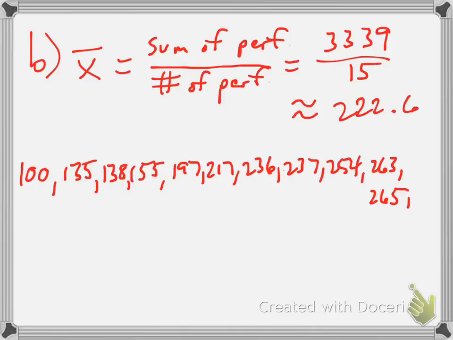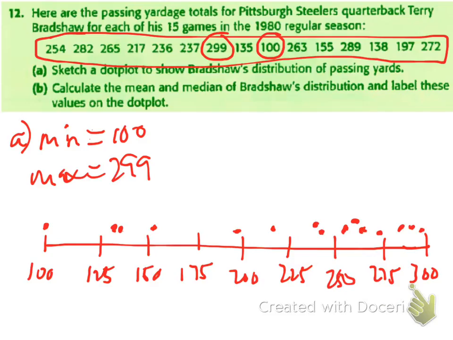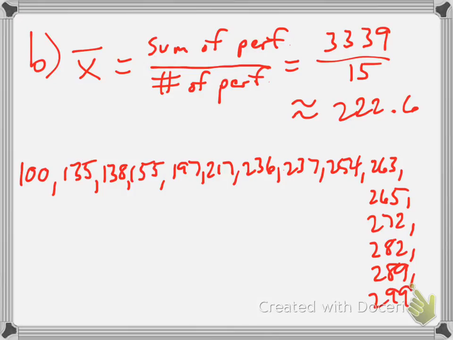265, 272, 282, 289, 299. I think that's it. Yes. So I've got 1, 2, 3, 4, 5, 6, 7, 8, 9, 10, 11, 12, 13, 14, 15. I have 15 numbers. So the median is going to be the number right in the middle. The number in the middle here is the 8th number. That means there's 7 numbers to the left, 7 numbers to the right. And that median is 237.